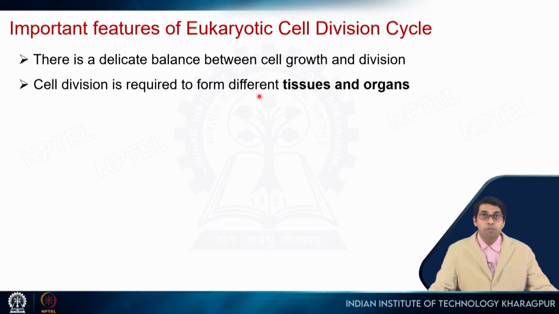Cell division is required to form different tissues and organs. So, we are multicellular organisms, and if you think about it, there are all these different organs like your heart, lungs, liver, right. And each of these organs is made up of multiple cell types.